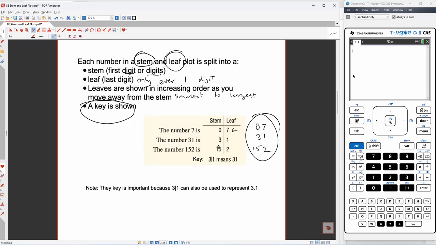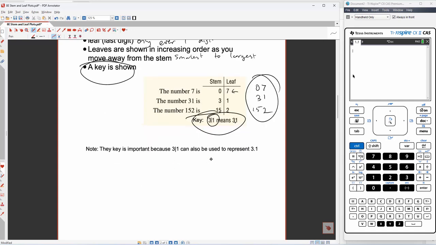Okay, now the key here is really, really important, as this note suggests. This thing here represents the split between the stem and the leaf, and 3|1 means 31, because sometimes we can represent decimals. So if we wanted to do, say, 3.1, we would put a decimal point there to indicate that 3|1 means 3.1. In this case it doesn't, but it's important that we've got a key to explain that.